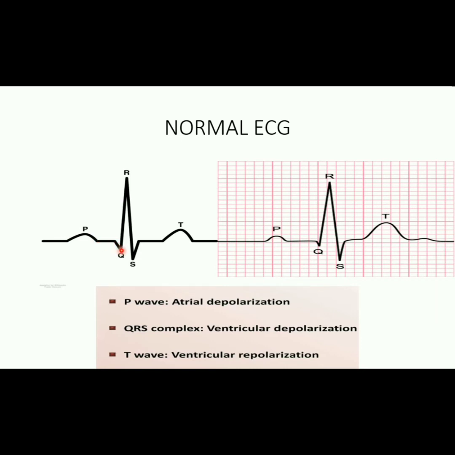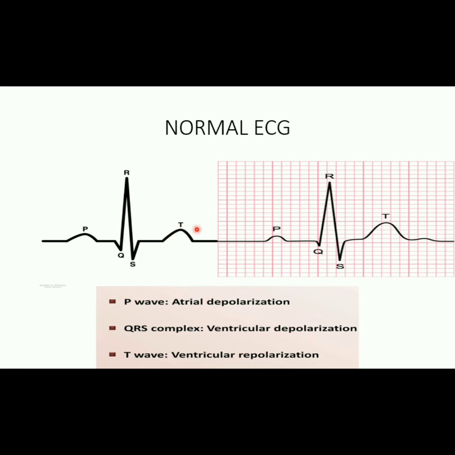Next, you can see the QRS. The QRS complex represents ventricular depolarization. When you see this QRS, you need to understand it also looks like a V. So QRS is ventricular depolarization, when both the right and the left ventricles are contracting.